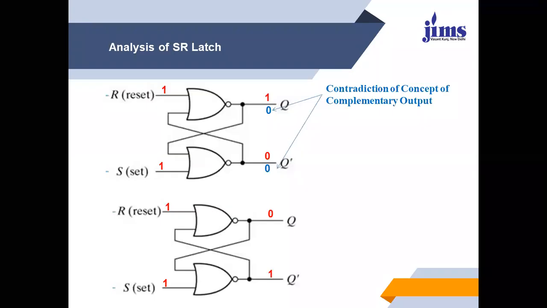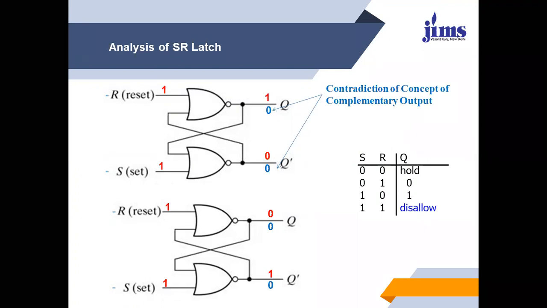Again, with the 1 1 input and 0 as the output goes to 0 0, which is not true and cannot happen. So we can say that the condition with SR NOR latch 1 1 as the input must be avoided. This is a disallowed condition.